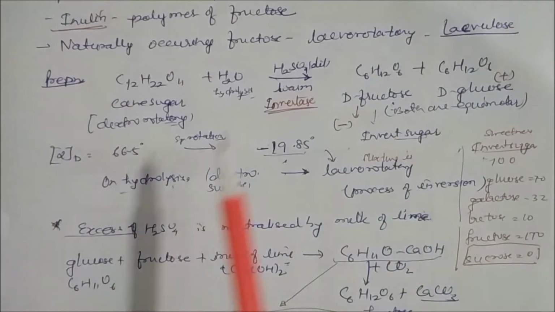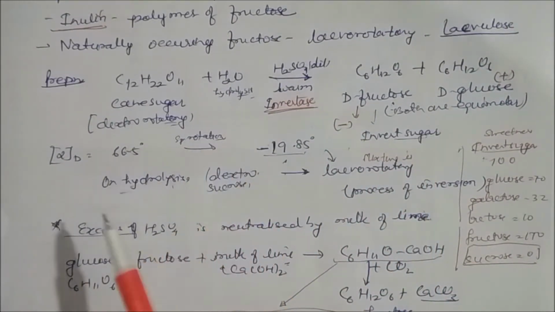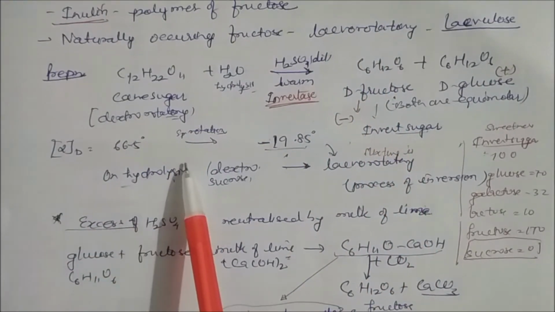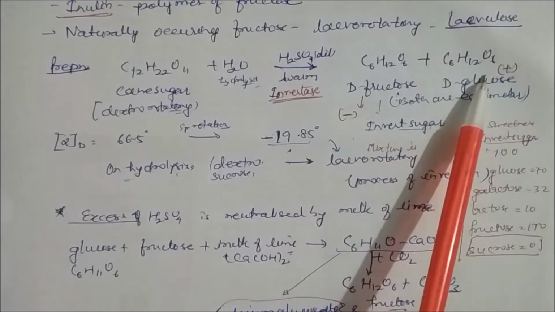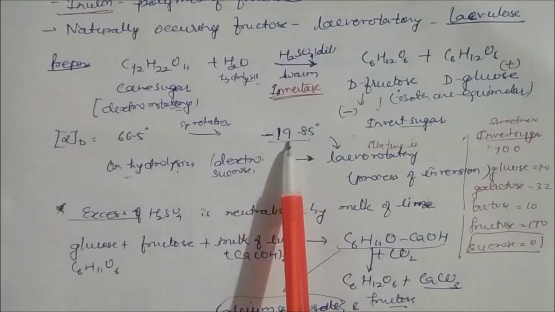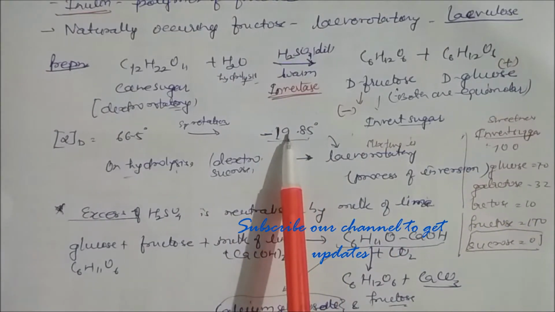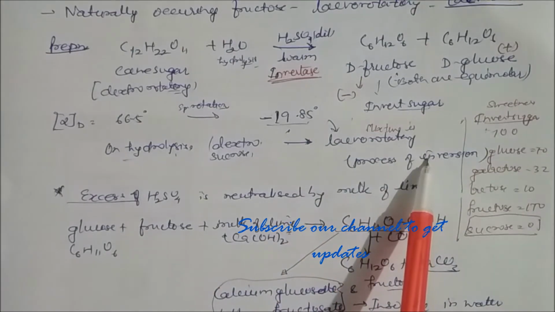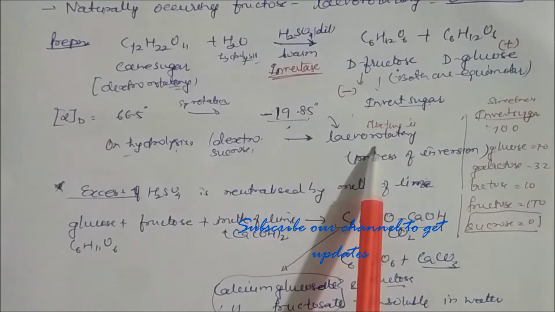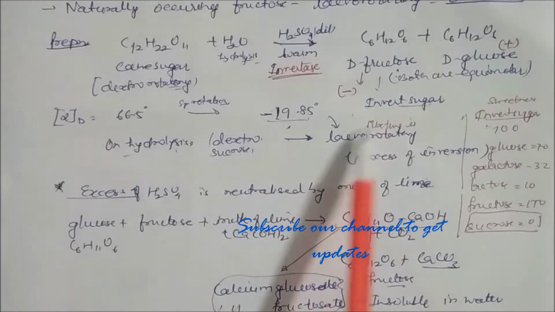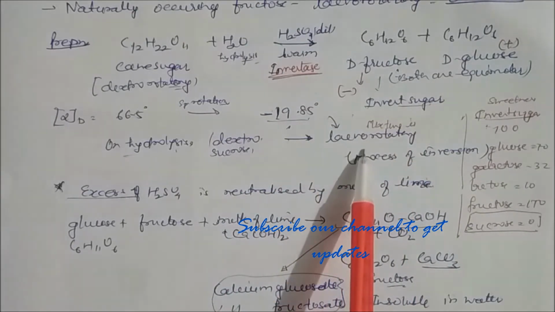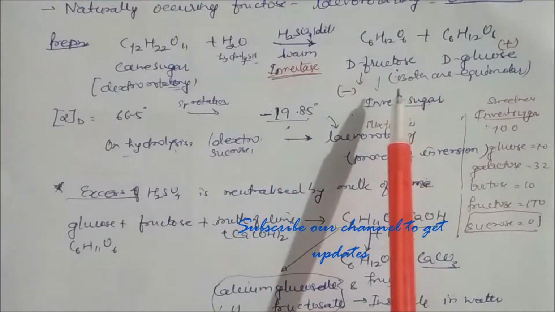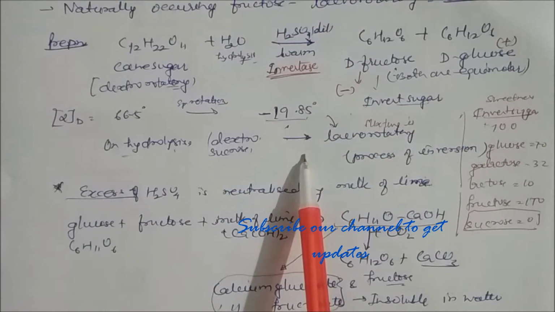Why invert sugar? Because the specific rotation of cane sugar is +66.5, and upon hydrolysis the resultant equimolar solution is -19.85. Because of the anticlockwise rotation of the fructose molecule, this mixture is laevorotatory, and this process is called inversion. The mixture is laevorotatory despite the sugar being dextrorotatory. So this is the basic reason for the preparation of fructose from cane sugar, and we get fructose in large quantities here.